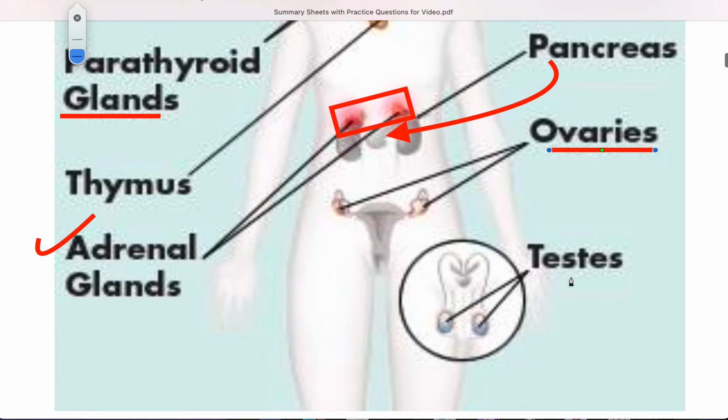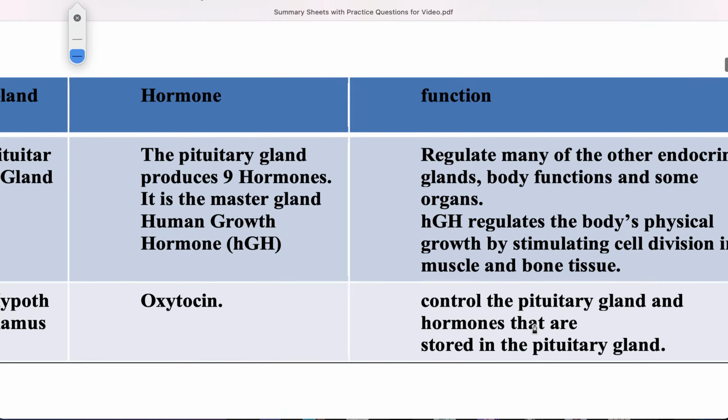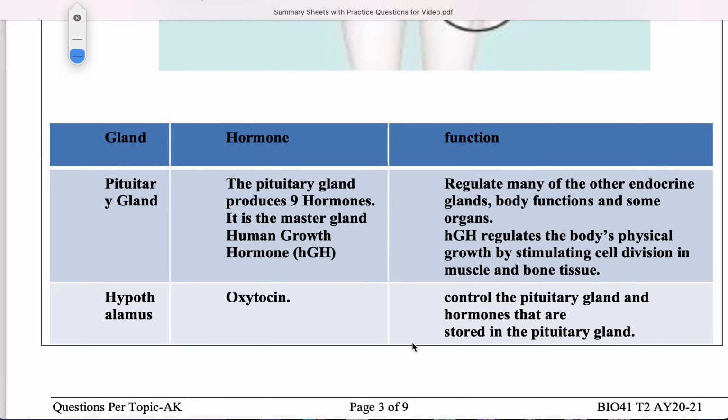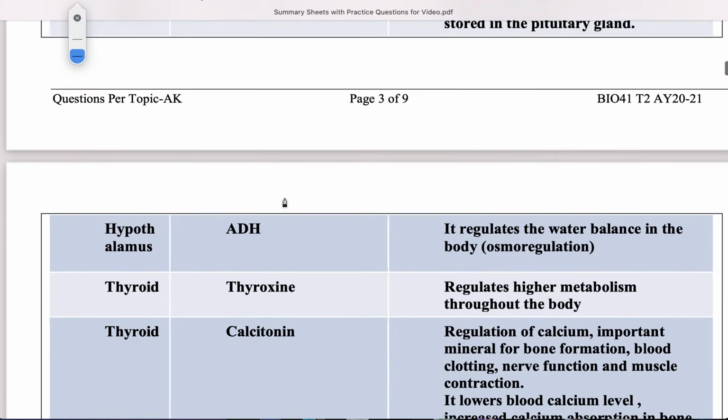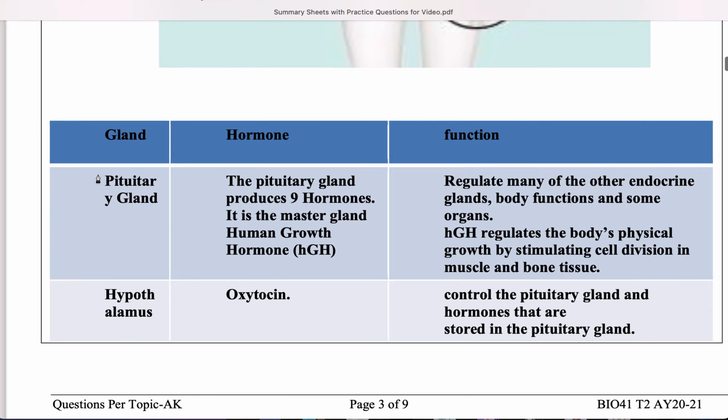Ovaries and testes are female and male glands. We will see those also. So now we have here, one by one, what the glands are, what hormones they release, and what their functions are. First of all, pituitary. Pituitary mainly produces the growth hormone. It is the master gland.